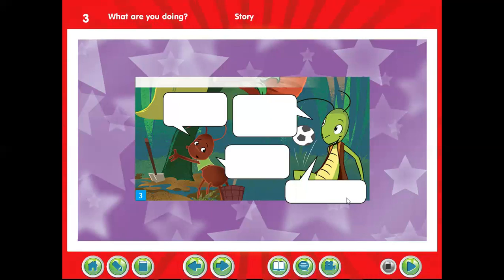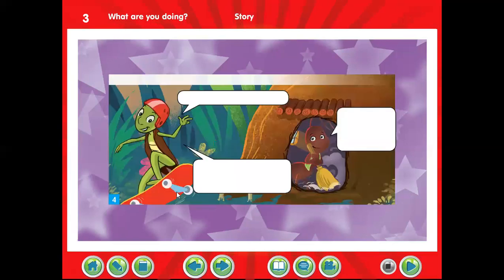Good. Let's see. Now, Rafaela Traverso, look at picture four. What is the ant doing? It's cleaning. Very good. It's cleaning its house. Thank you.